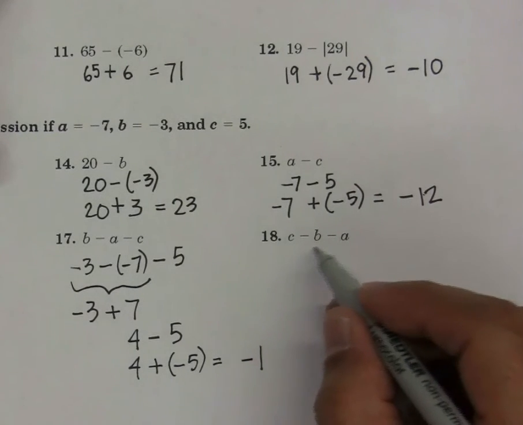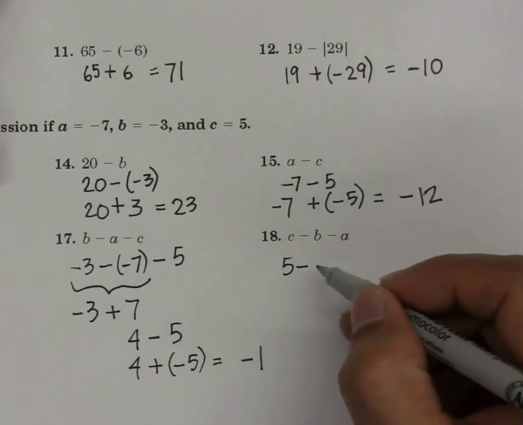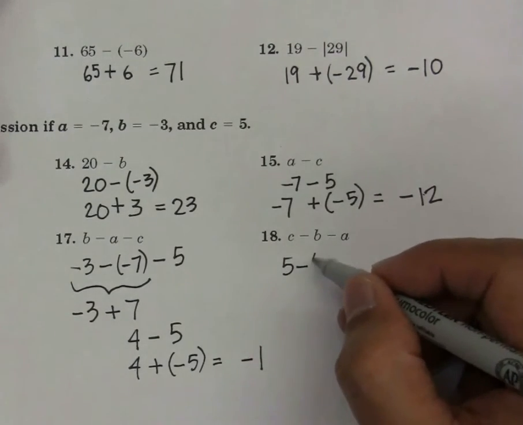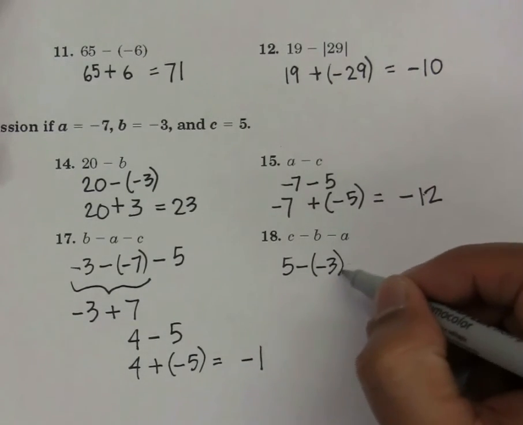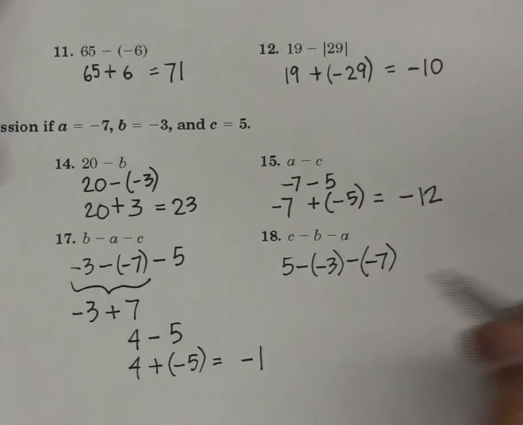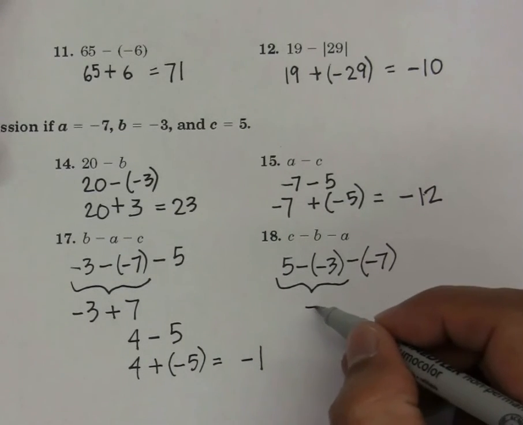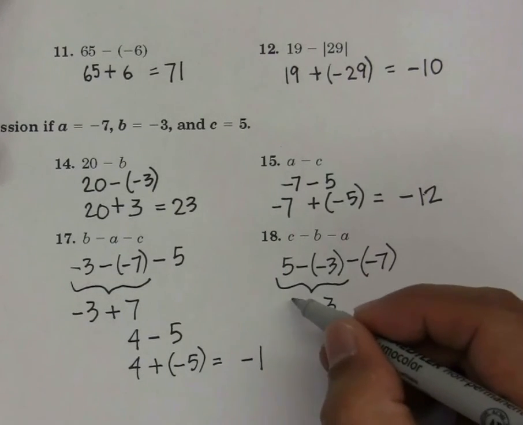1. C minus b minus a, that means 5 minus b, which is negative 3, minus a, which is negative 7. I'm going to do this first. To subtract, add the opposite.